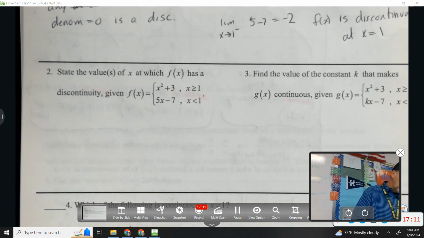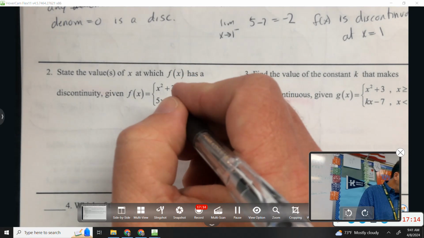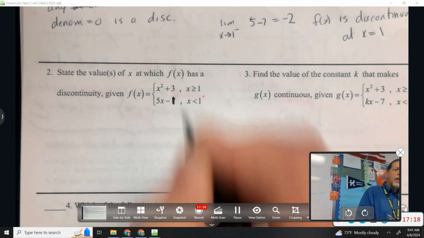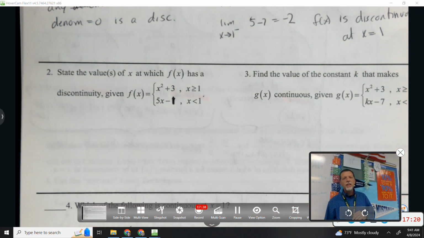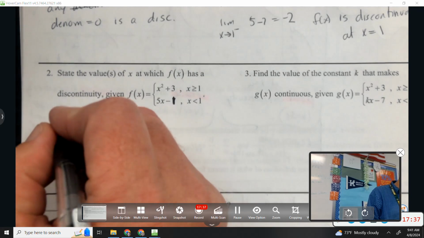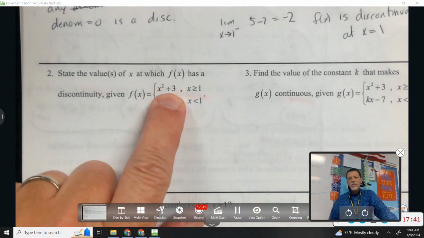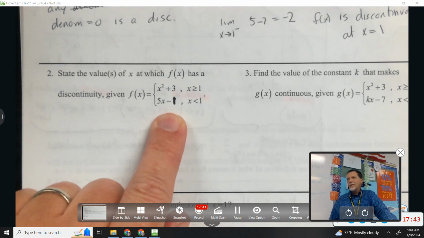For number 2, I want to change this so that we get a different answer. Let's change the second equation to 5x minus 1. State the values at which f of x has a discontinuity. Well, there's only one value I'm worried about. Maybe I should have said this on the last one. The only possible discontinuity is 1. Everywhere else, you're either on a parabola or you're on a line, so it's fine.